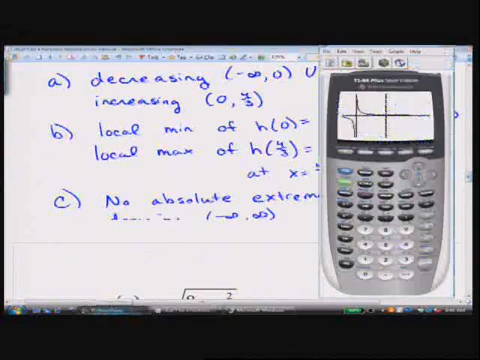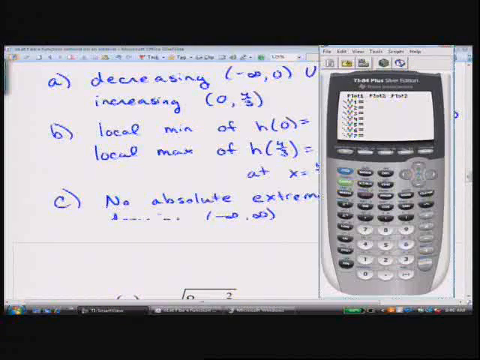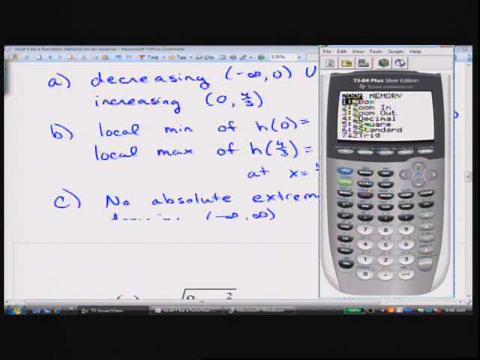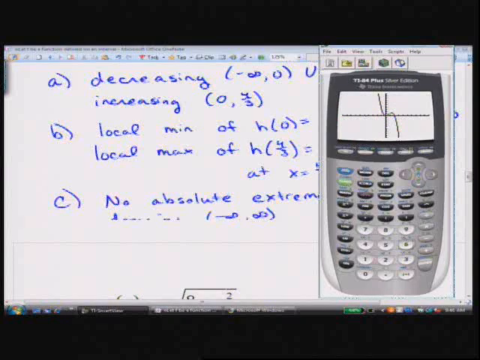Okay, so if you type this into your calculator, negative x cubed plus 2x squared, and I'll just do a standard window. I can see my min and I can see my max, and I can see it decreasing and then increasing and then decreasing. Does that make sense?